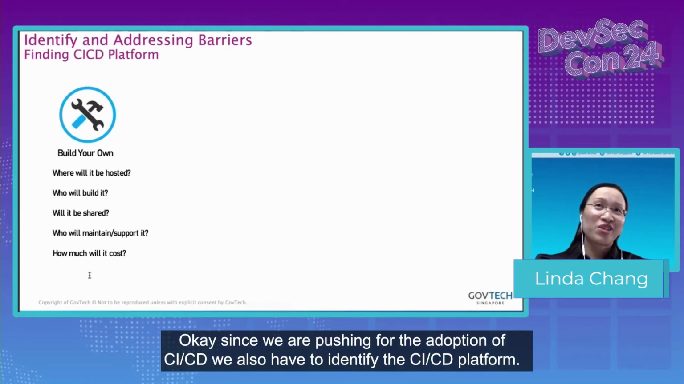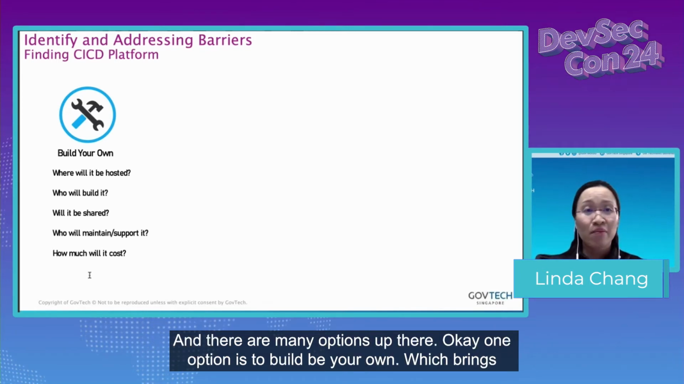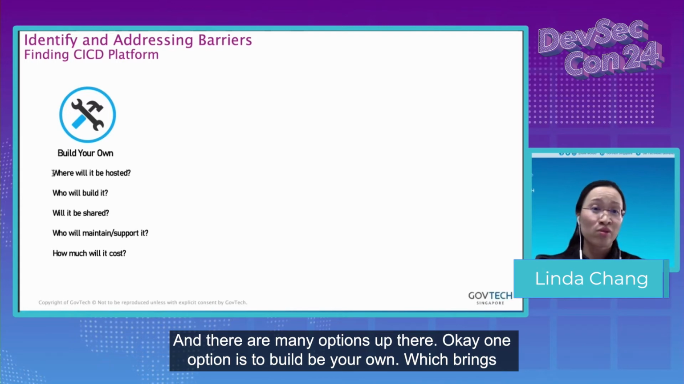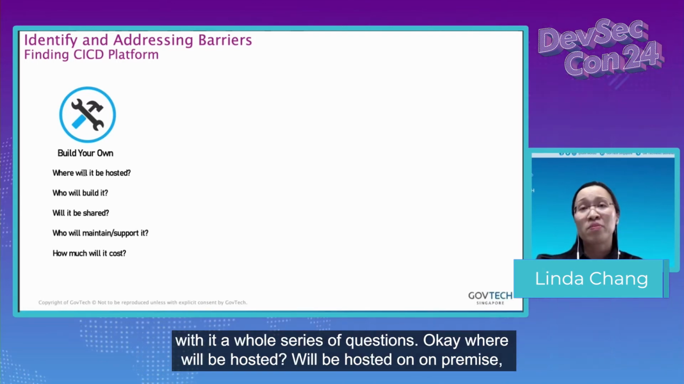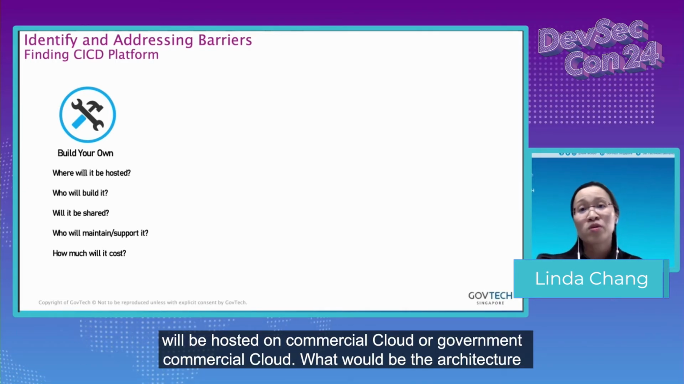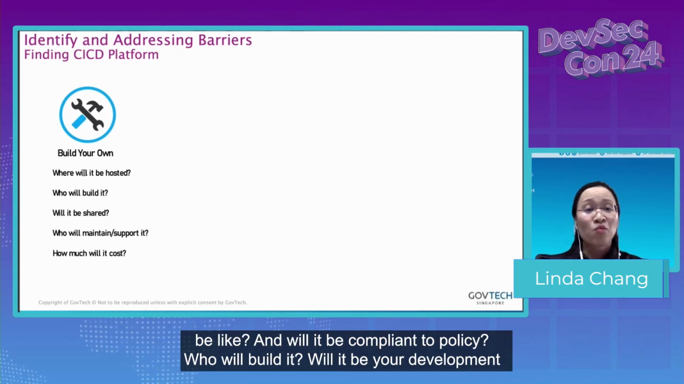Since we are pushing for the adoption of CI/CD, we also have to identify the CI/CD platform. And there are many options out there. One option is to build your own, which brings with it a whole series of questions. Where will it be hosted? Will it be hosted on-premise? Will it be hosted on commercial cloud or government commercial cloud? What would the architecture be like? And will it be compliant to policy?